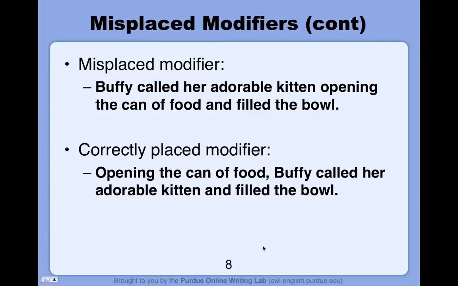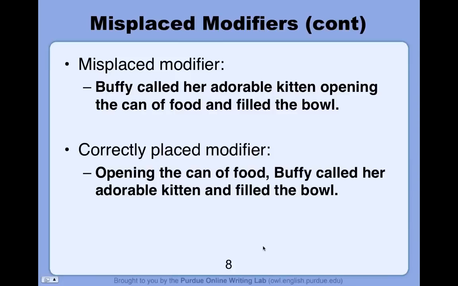Another correct option is, quote, Buffy, comma, opening the can of food, comma, called her adorable kitten and filled the food bowl, end quote. A series of verb phrases would also be correct. Quote, Buffy opened the can of food, called her adorable kitten, and filled the food bowl. End quote.